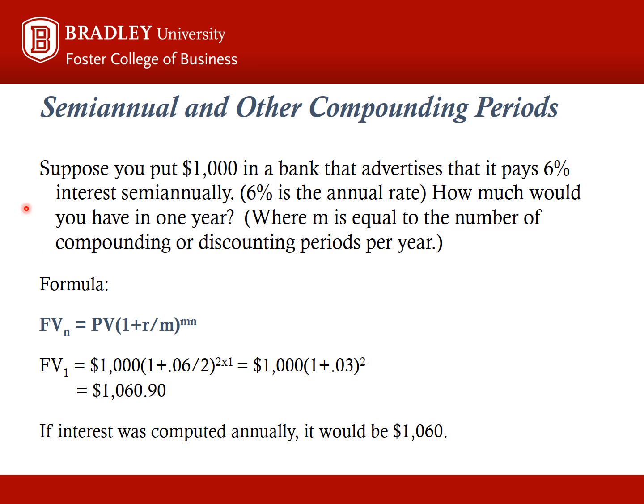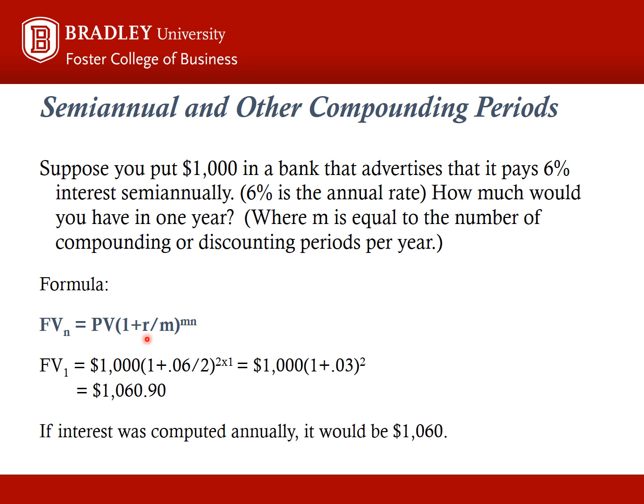So to go through an example, suppose you have $1,000 in a bank that advertises that it pays 6% interest semi-annually. How much would you have in 1 year? Okay, so the formula then would be, we want the future value at the end of 1 year. That's equal to the principal amount or the present value. And then normally we would just have times 1 plus the interest rate raised to the nth power.